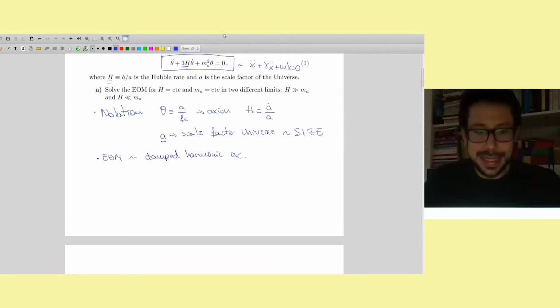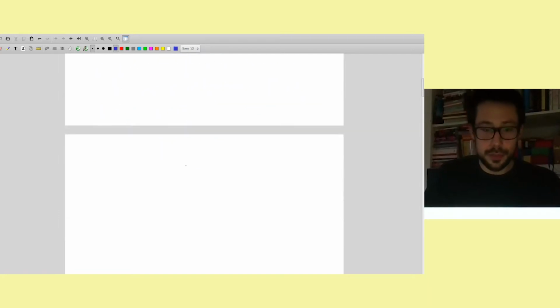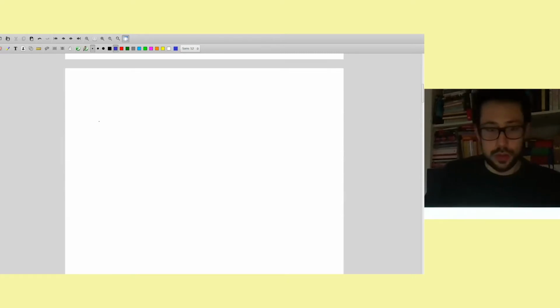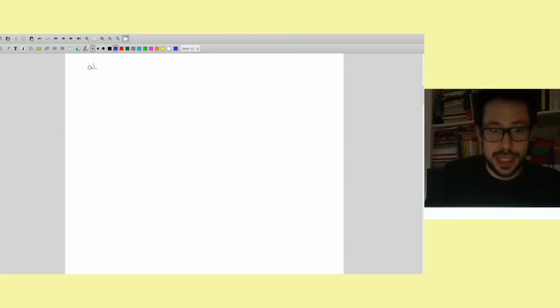So the exercise is asking us to solve these equations of motion in a really simple case, in which the Hubble parameter is constant, H equal to constant, and also the mass of the axion is constant. Moreover, we want to solve it in two different limits. First of all, the case in which the Hubble parameter is way larger than the mass, and then the opposite case. So let's start with the first case, in which the Hubble parameter is way larger than m_a.